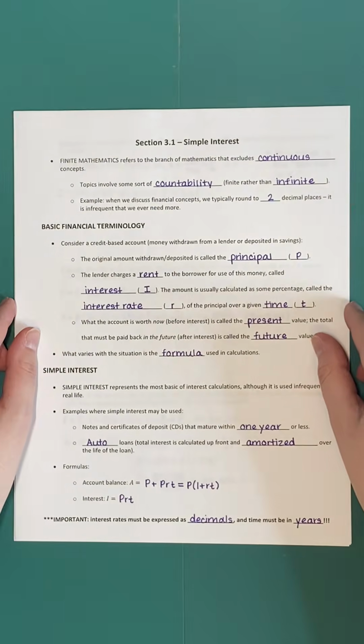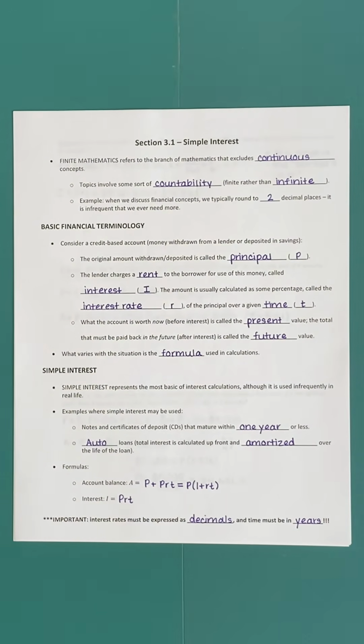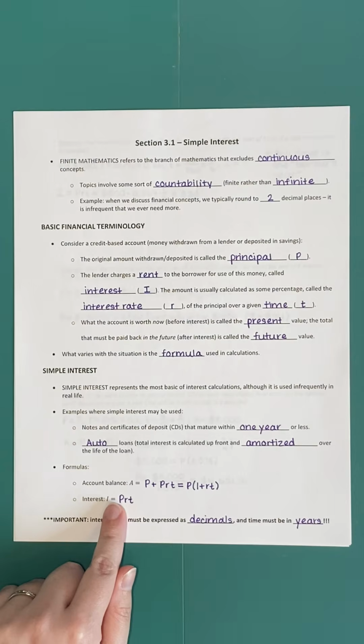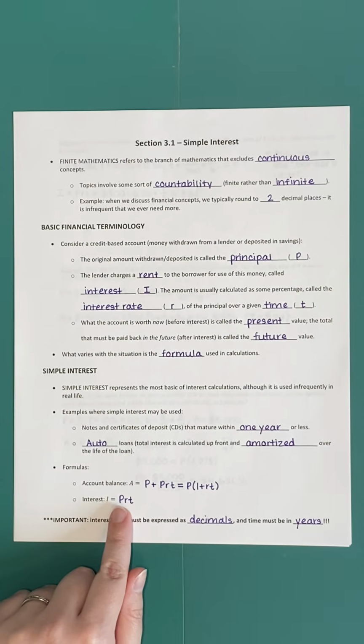But number two, it also tells me which one of the two formulas I'm going to want to use. If I'm not looking for the account balance, if I'm just looking for the amount of interest, then I want to use the formula that just involves I, that just involves the interest calculation. So in this case, for this particular problem, I'm going to use the formula I is equal to PRT.